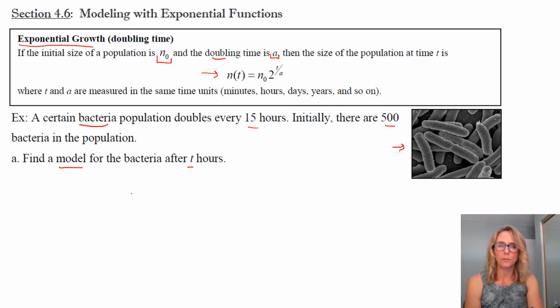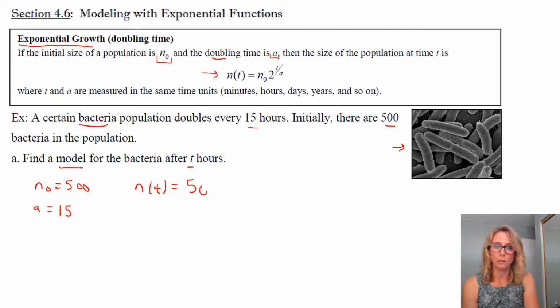So being told that really tells us that we're just trying to write N of t with any of the values we're being given. And because it's going to be a model after t hours, we want the t in there. So really it's telling us that all we need to do is figure out what our n naught is, as well as what is our a. So if you take a look at the question there, you'll probably notice that we are being told that the doubling time is 15 hours. So I'll put 15 for a. We're also told the initial amount of bacteria, and so I'll put that in for n naught. And then I can just go ahead and fill those in to my formula here. So that's 500 times 2 to the t divided by 15.